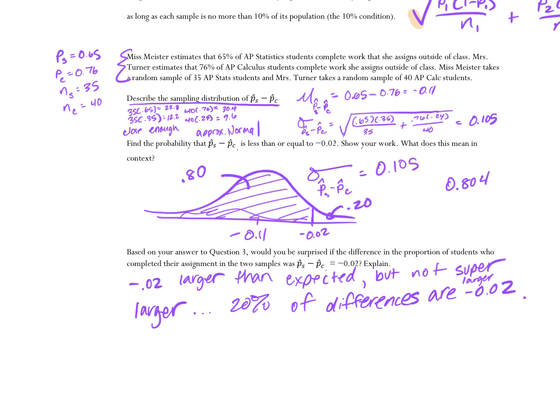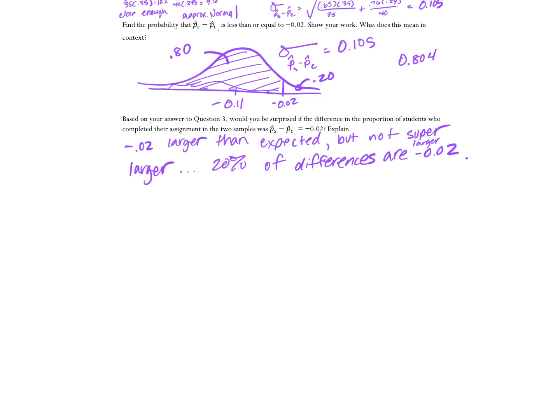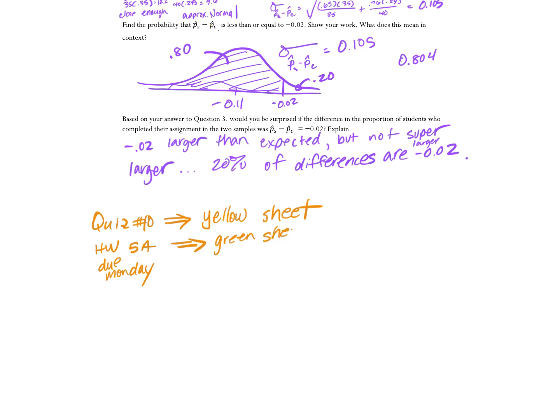Okay. I'm going to stop you. So tomorrow you have your quiz number 10. It is only on the yellow sheet. Okay? So none of the specifics phats stuff is on that. You also have homework 5A. When's that due? Monday. That is your main way of knowing do you understand the phats stuff.